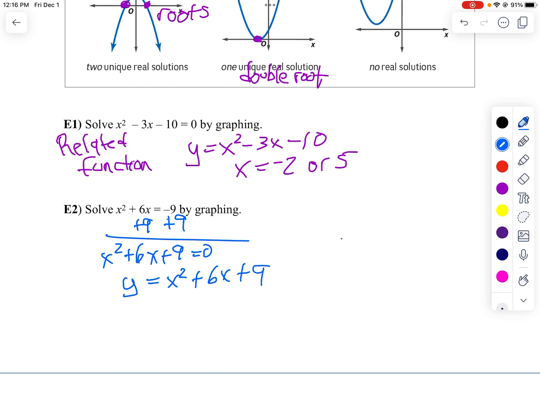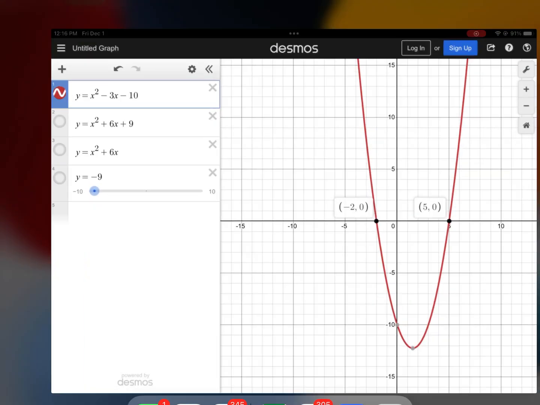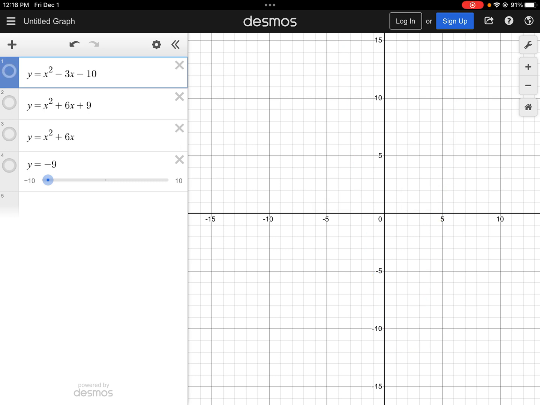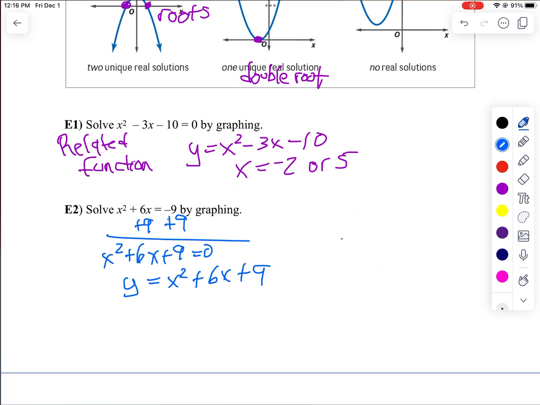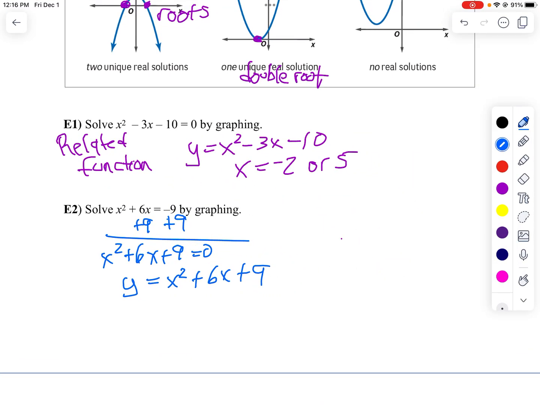Now, I've graphed that also. So let's take a look at the graph of that one. There is y equals x squared plus 6x plus 9. And notice when I look for my x-intercept, there's only one of them, -3. So my answer is x equals -3. I only have to write it down once.